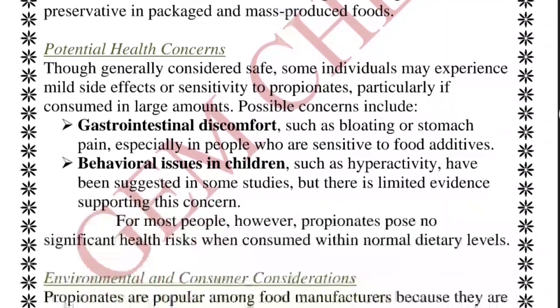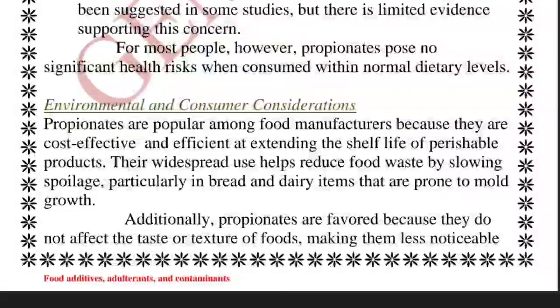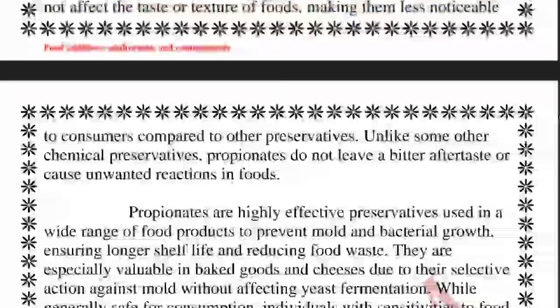Now the potential health concerns given here are gastrointestinal discomfort and behavioral issues in children. Again, just like the previous case, hyperactivity is one of the examples. Now propionates are popular among food manufacturers because of their cost effectiveness. There is widespread use and it helps reduce food wastage by preventing spoilage. So it preserves the environment as well.